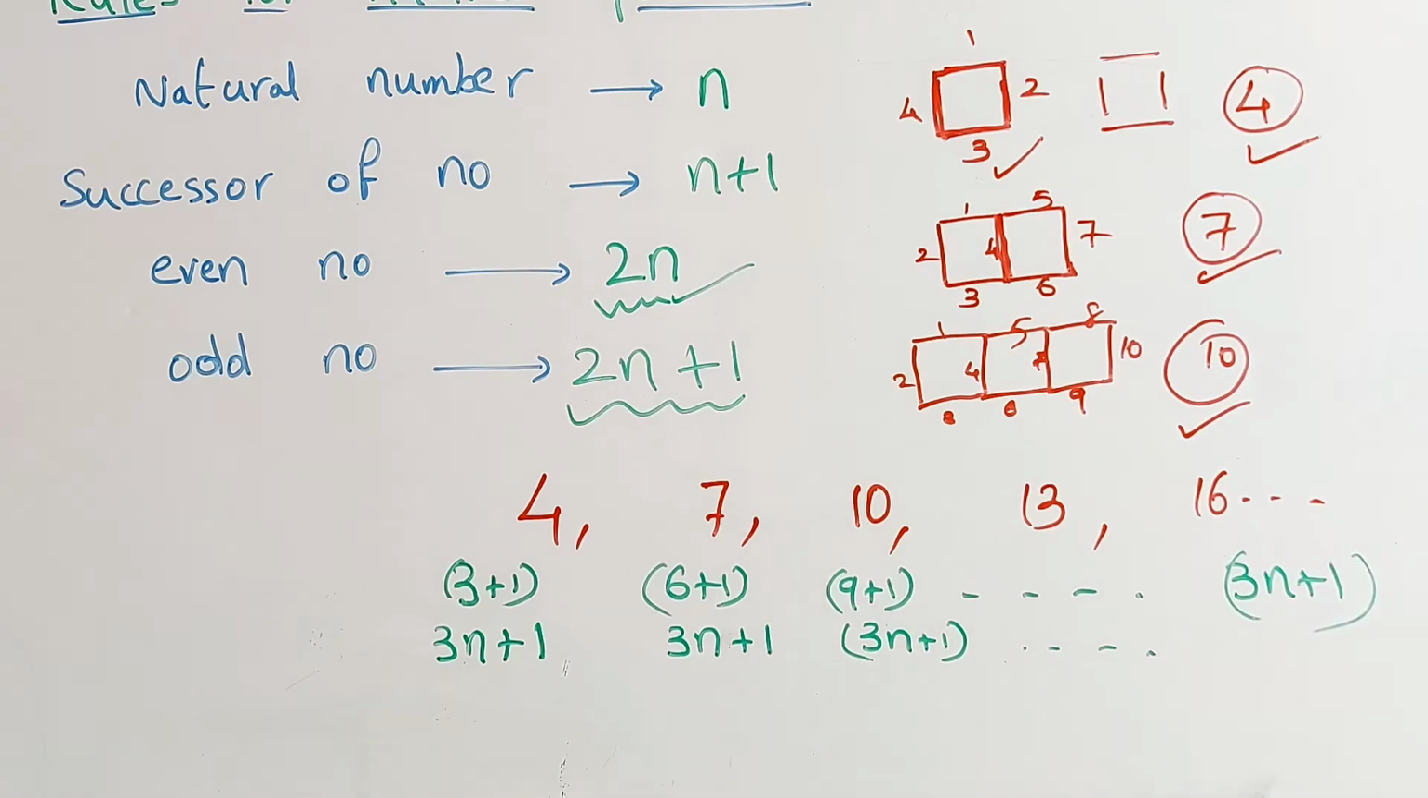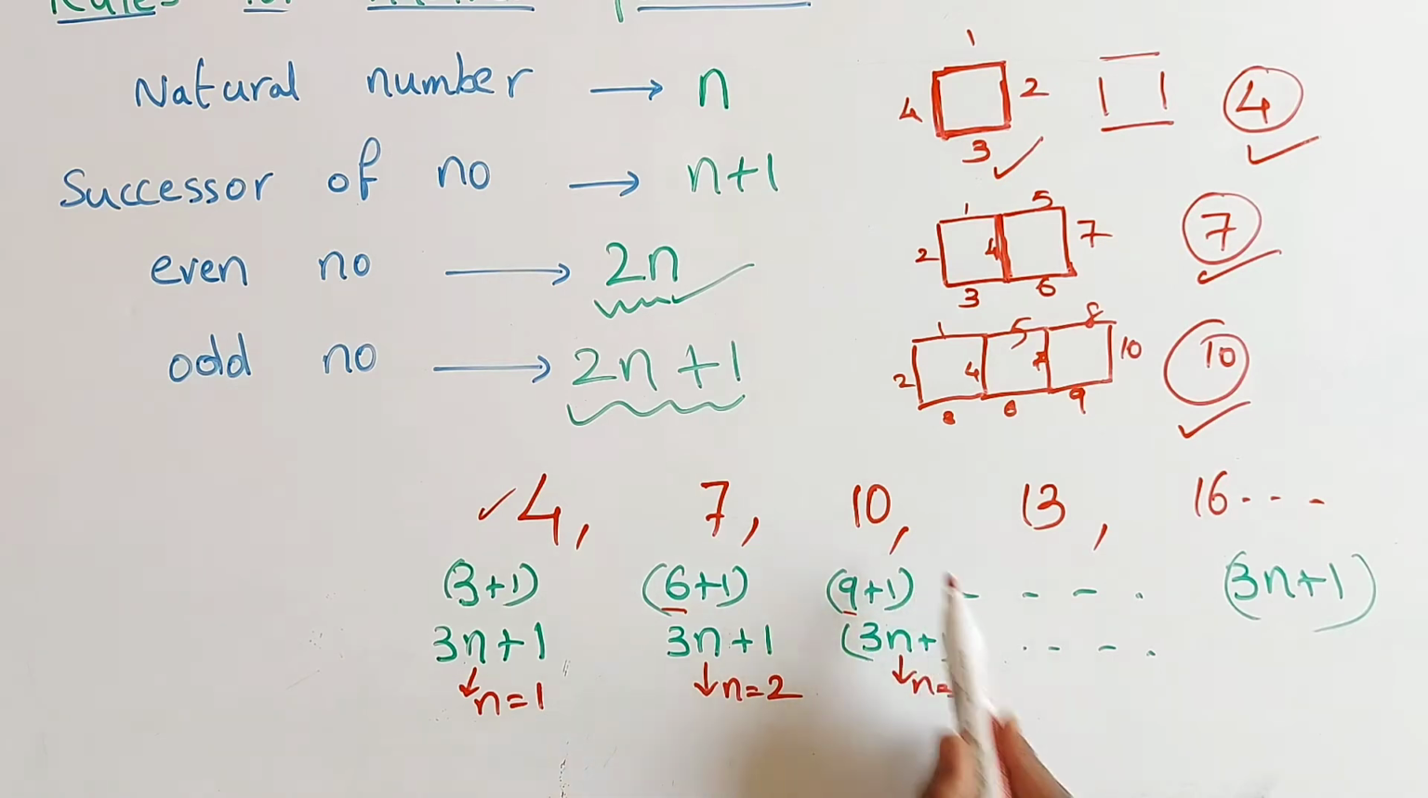So why here I used n? If n equal to 1, now check. 3 1s are 3 plus 1, 4. Correct children? Here if n equal to 2, 3 2s are 6 plus 1, it is 7. Correct children? Here n equal to 3, 3 3s are 9 plus 1 equal to 10.